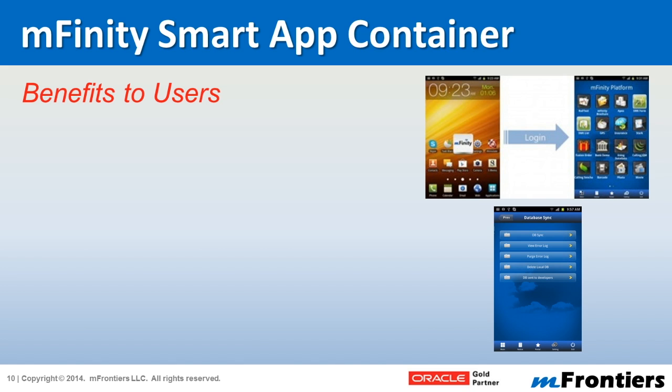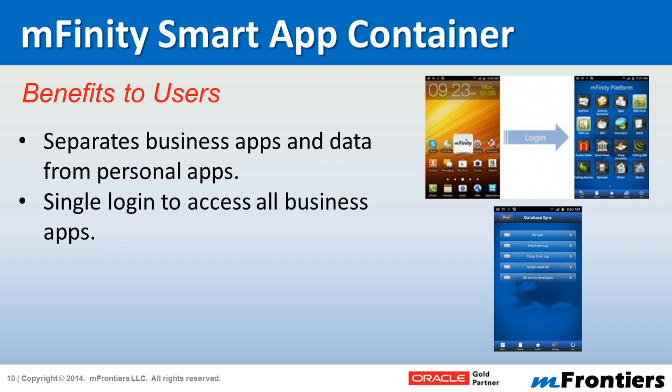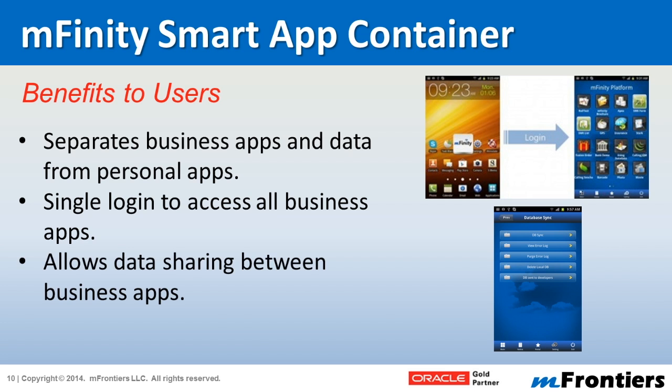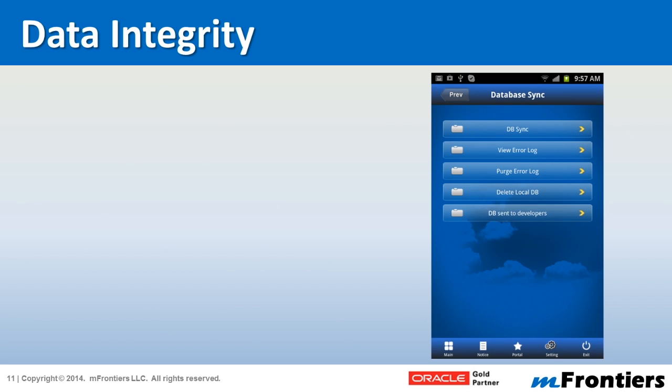You may have heard other vendors referring to their secure container box, which isolates business applications and data from personal apps and data. mFinity provides such security and more. With a single login to the mFinity Smart Container Box, the user has access to all the business apps assigned to their role within the organization. These apps can share data and parameters and will always be fully updated when the user logs in. I mentioned earlier that data integrity is not an option for enterprise data, it's a requirement. And that's good because mFinity provides the highest available level of data integrity for mobile applications.